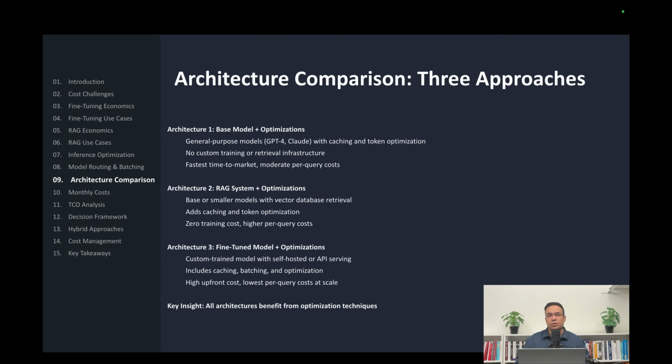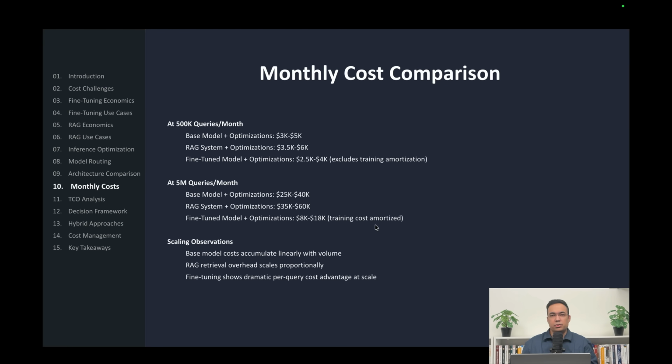This makes sense when you have high cumulative query volume and stable requirements. The key insight here is that all three architectures benefit from optimization techniques: caching, token optimization, model routing. These apply regardless of which foundation architecture you choose. Your choice of architecture should be driven by query volume, knowledge update frequency, and quality requirements, which will quantify the cost of comparisons. So now let's get into real numbers.